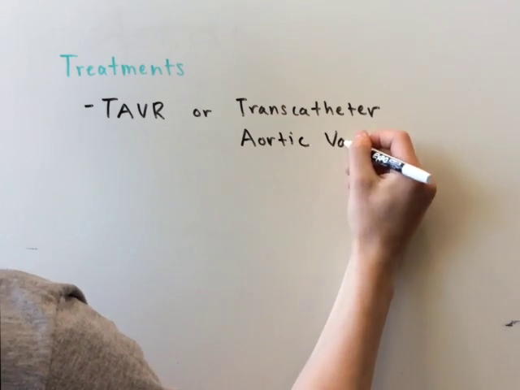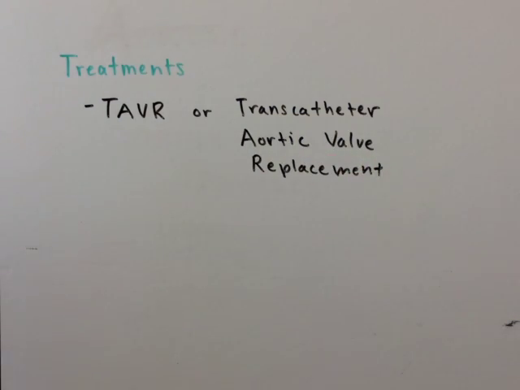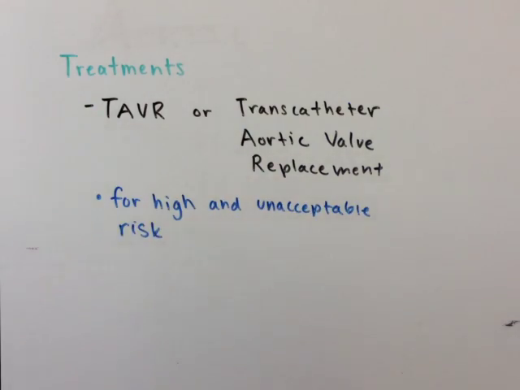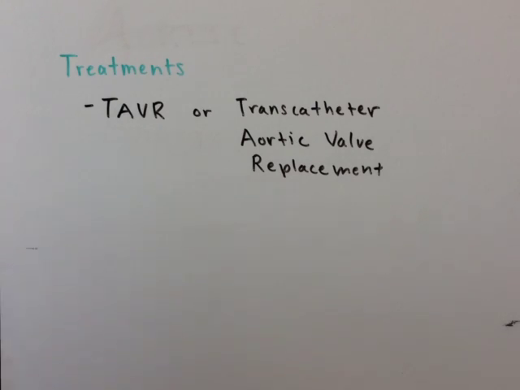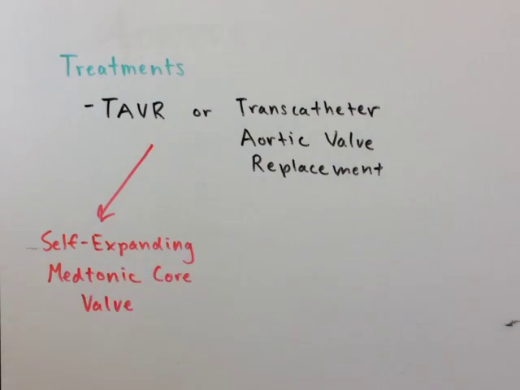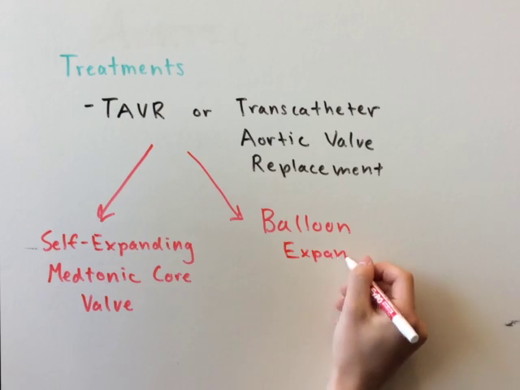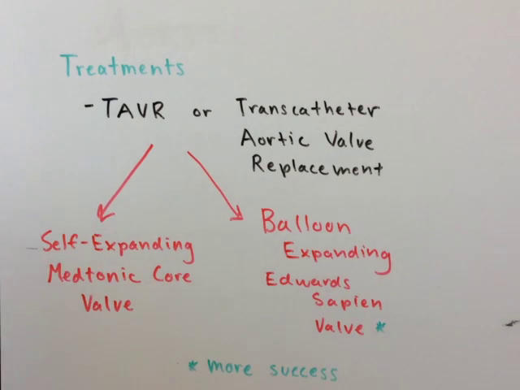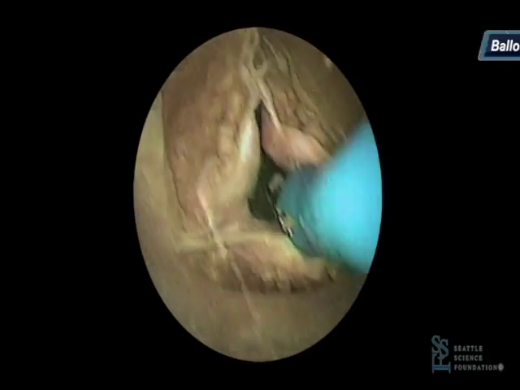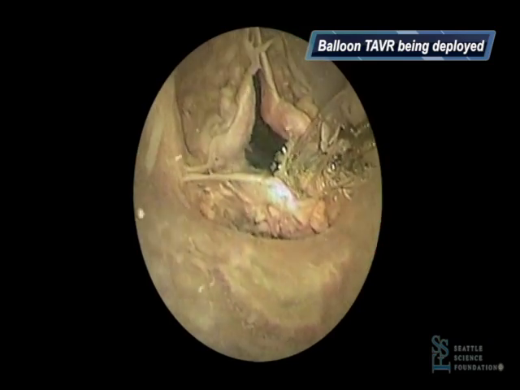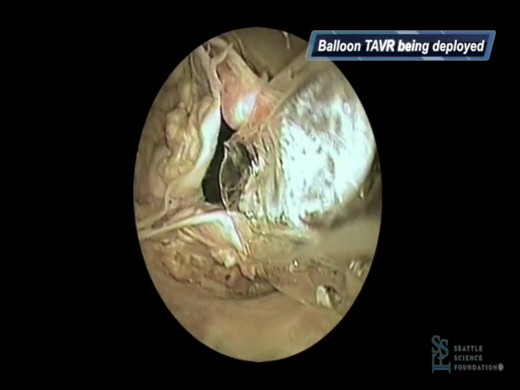Transcatheter aortic valve replacement is a minimally invasive valve replacement that is FDA approved for high and unacceptable risk aortic stenosis patients. There are 2 different types of transcatheter aortic valves. There is the self-expanding Medtronic core valve, and then the more common balloon-expanding Edwards Sapien valve. Both are in a similar price range, but the balloon expandable valve tends to have more success. In transcatheter aortic valve replacement, once the new valve is expanded, it pushes the old valve out of the way and acts as a new setup for monitoring blood flow.